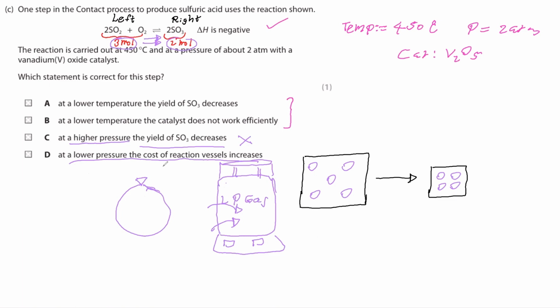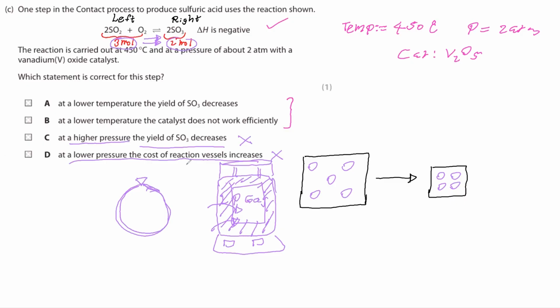At lower pressure, the cost is high? No. At lower pressure, the cost is low because a thin wall can hold this gas. But at higher pressure only, you need a thick wall to hold this gas. So what will happen? Only at high pressure is your cost high. At lower pressure, you can keep your gas mixture anywhere. So this statement is also wrong.